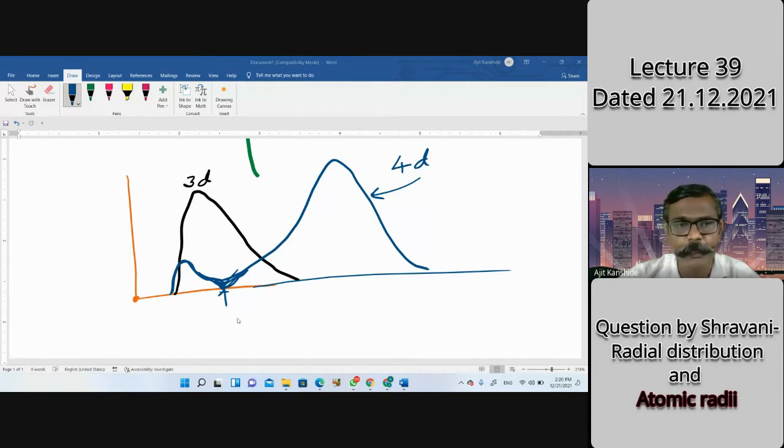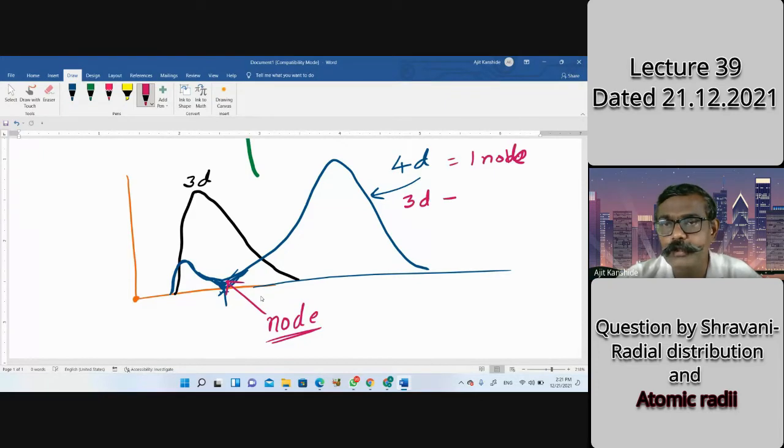Now just answer my question. If I find electron density is equal to 0, then what shall I call this portion? Node. It is called a node, where electron density is 0. So this 4D orbital has one node, and how many nodes does the 3D orbital have? 0 nodes, because the first D orbital has 0 nodes.